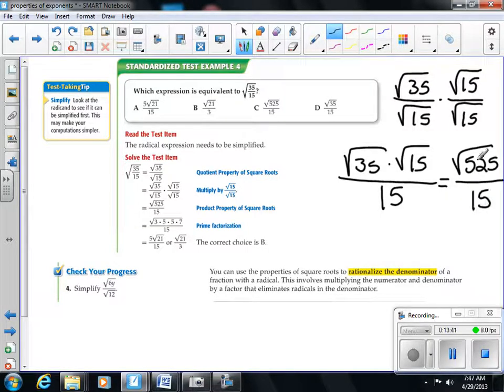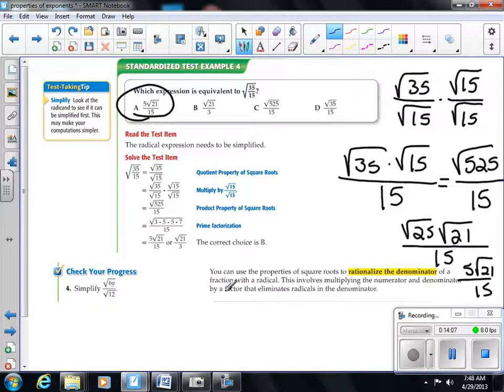Now, can I break this down into a perfect square? 25 will go into it. 25 times what? 21. Okay, and what can I do with the 25? The square root of 25 is 5. Therefore, we have 5 times the square root of 21 all over 15, and that's our final answer.